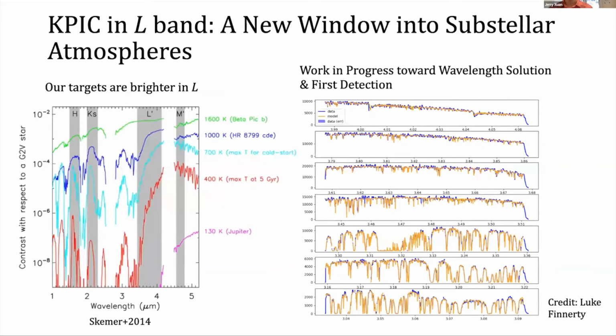Finally, in L-band, substellar companions are brighter, as shown by the plot on the left. And there's also a lot of interesting molecular opacities in L-band, including from methane. So we collected a few L-band data sets in our phase 2 commissioning runs, and we're working towards the first detection by starting with the wavelength solution, which is all important.